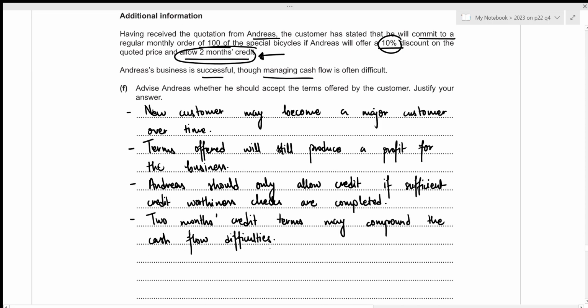And if we are offering 2 months credit to this new customer, maybe the existing customers will also try to negotiate better credit terms. That will cause even more cash flow problems for Andreas' business. Let's write it down. Will the existing customers try to negotiate better credit terms?